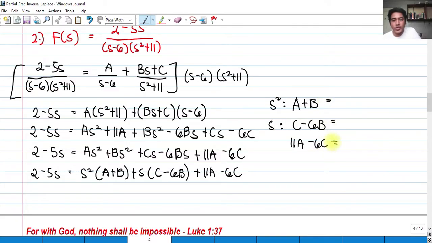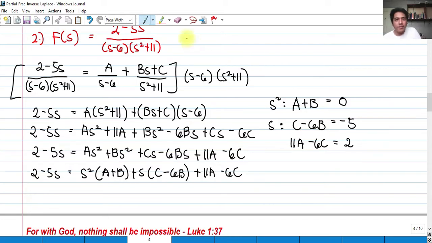So, where are these three equal? Since this is s squared, is there any s squared on the other side of the equation? None. So this would be equal to 0. For our second equation, c minus 6b, is there any s on the left side of the equation? Yes. And what's the constant of that s on the left side? That's negative 5. So this would be equal to negative 5. And for our last equation, 11a minus 6c, do we have a constant on the left side? Yes, that is 2.